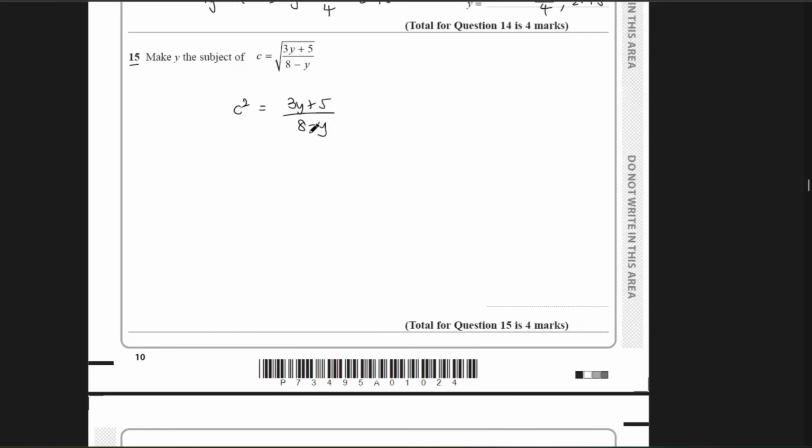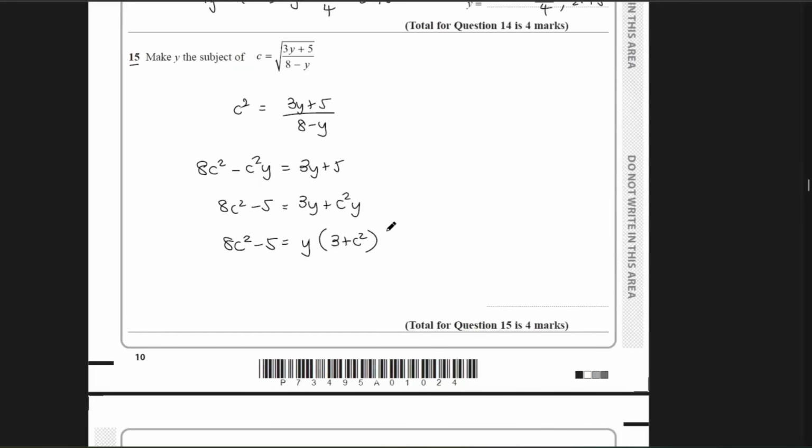So I'll move 8 minus y to the other side. That becomes 8c squared minus c squared y equals 3y plus 5. I can see 2 terms that have y, and I'll bring them together. So 8c squared minus 5 is equal to 3y plus c squared y. On the right-hand side, I can factor out y, and we'll have 3 plus c squared. On the left-hand side, we have 8c squared minus 5.